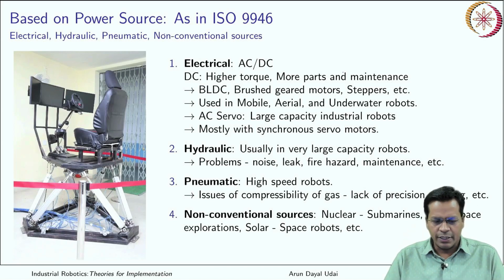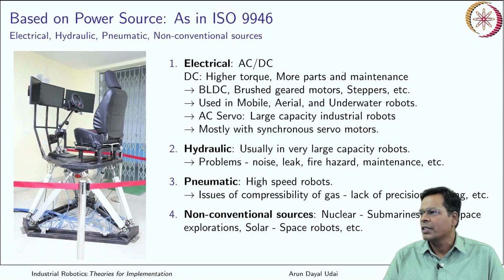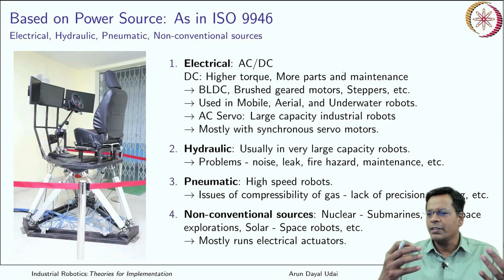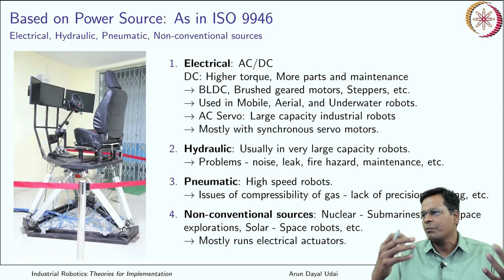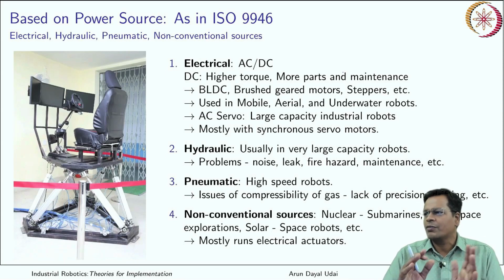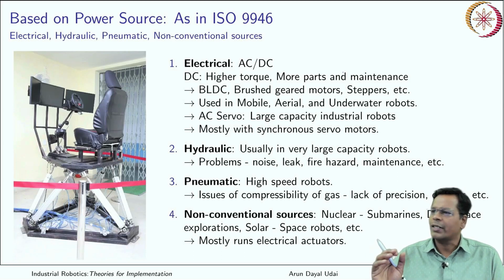Although all of these look like non-conventional robots which run with different kinds of electrical power sources, all of them are electrically actuated robots. Why? Because essentially all the robots are run by motors. Motors are driving power out of nuclear sources or solar panels or some other non-conventional energy sources. Energy is something which is different, otherwise essentially they are all electrical actuators. Okay, so this is one of the broad classifications which is there.